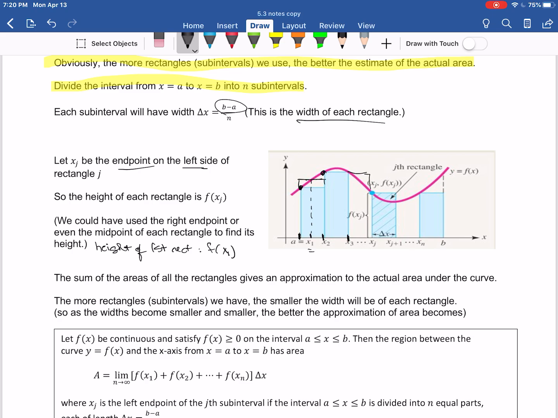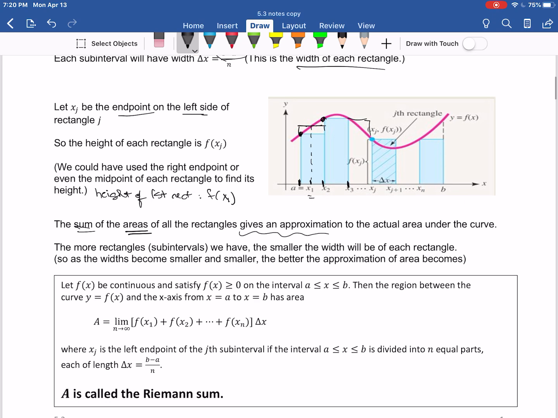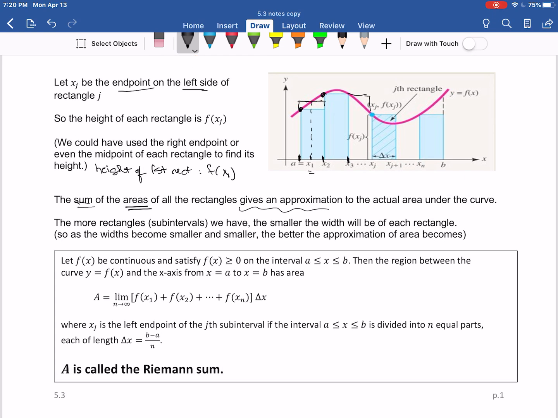The sum of all the areas of all the rectangles gives you an approximation to the actual area under the curve. So once again, you're finding the areas of each rectangle, and then you add them all up, and that's going to give you the approximate area under that curve. Close enough. The more rectangles or subintervals we have, the smaller the width of the rectangles is going to be, and as the widths become smaller, the approximation becomes better and better.